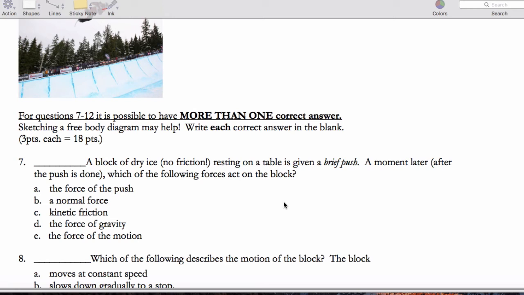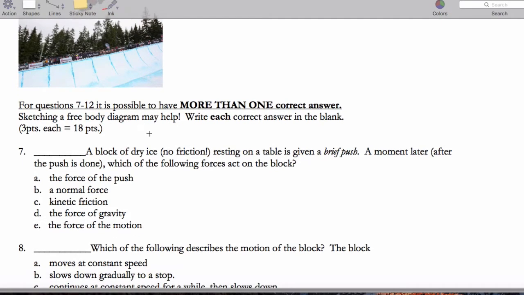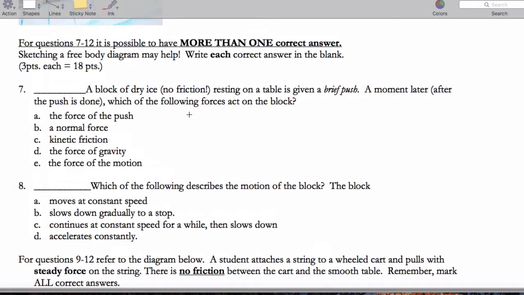All right, so it's possible to have more than one answer on these questions. I'm going to try to not do that on your real test for 7 through 12. Now, it says a block of dry ice is given a brief push, and a moment later, after the push is done, we want to know what forces act on the block.